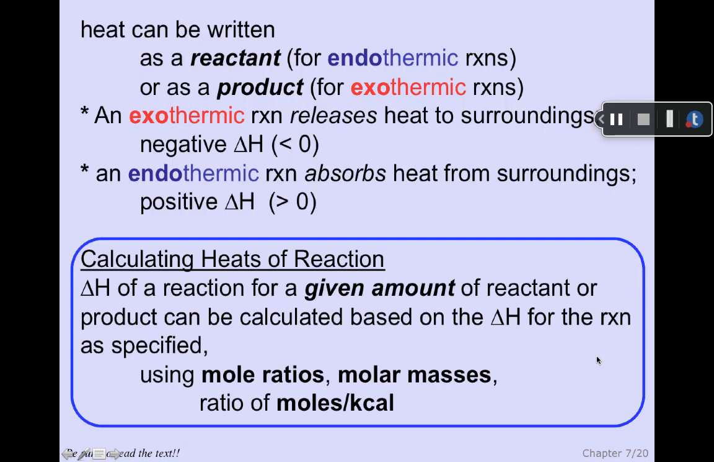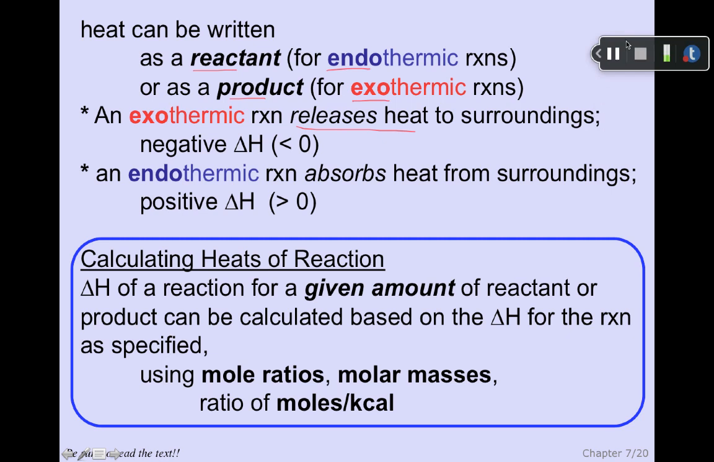All right, a couple more thoughts. Not much more to show you here, but we're getting there. Heat can be written as a reactant for an endothermic reaction, hang on to that thought, or a product if it's an exothermic process. Every exothermic reaction is going to be releasing heat to the surroundings, and the value of delta H for those is always going to be less than 0. An endothermic reaction absorbs heat from the surroundings with a value of delta H that is positive.